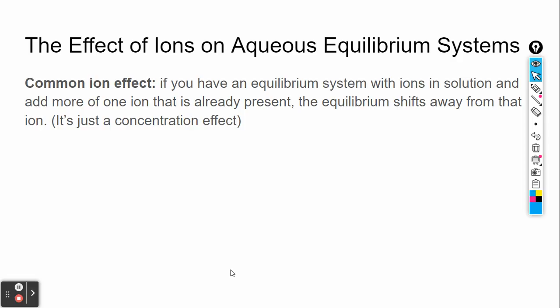The next thing I want to talk about is the effect of ions on the equilibrium of aqueous systems. There's an idea called the common ion effect. If you have an equilibrium system that has a bunch of ions in solution, and you add more of one ion that's already present, the equilibrium will shift away from that. It's exactly the same thing that happens if you increase the concentration of one of the reactants or the product.